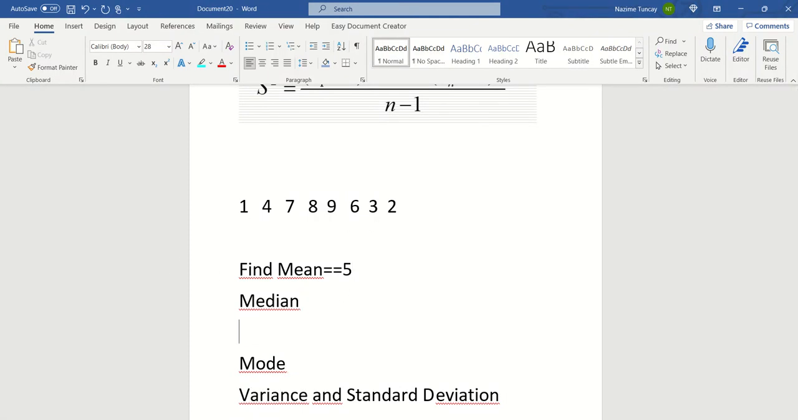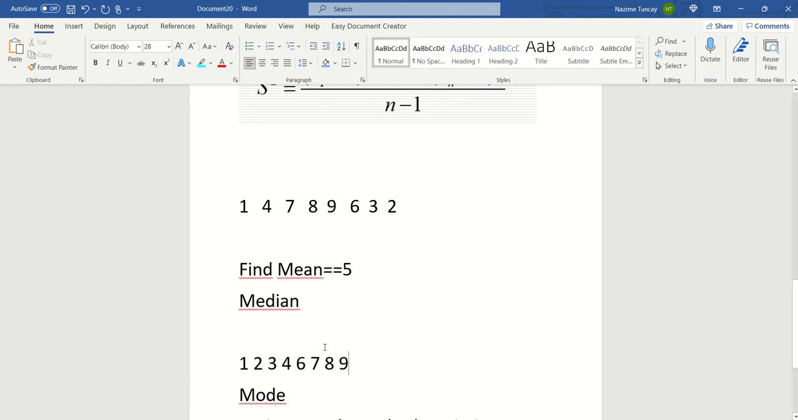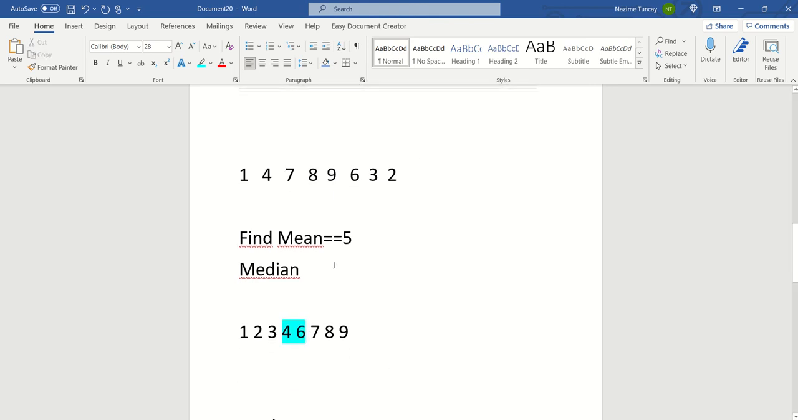Median, I have to order them, okay? I order them: 1, 2, 3, 4, 6, 7, 8, 9. Okay. We have 4 and 6 here. That's good. I add them and divide by 2. That's the median.